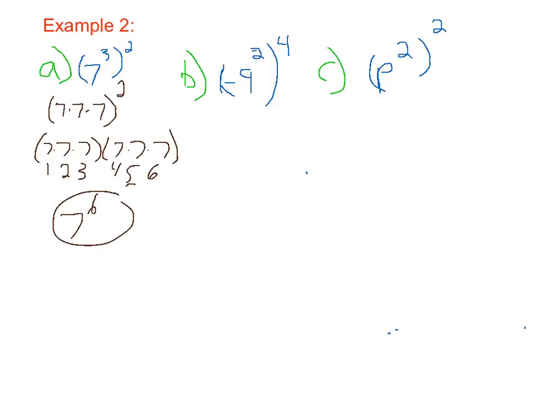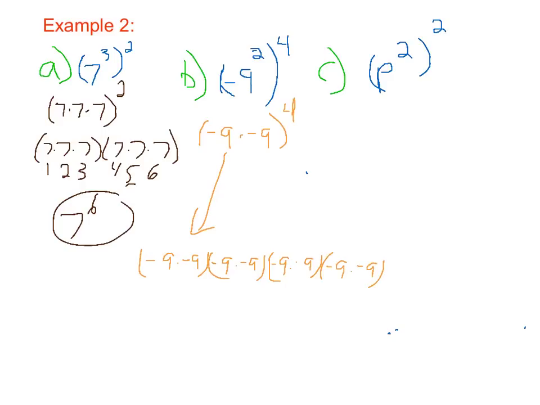Looking at the next one, it's a -9 squared. So if we rewrite that, we've got -9 times -9 inside the parentheses, but that's raised to the 4th power. So everything in there we've got 4 times. So we got -9 times -9. We got to do this 4 times. And then look at how many -9's we have. We got 1, 2, 3, 4, 5, 6, 7, 8 of them. So this is -9 to the 8th.